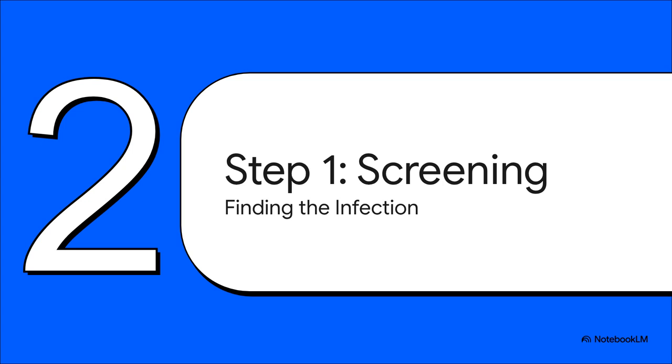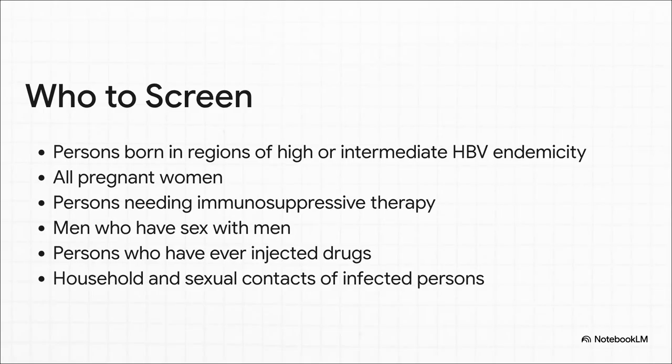The whole idea is to find people who are infected, often when they feel completely fine, so we can get ahead of the virus before any real liver damage happens. And you know, who we screen might surprise you. It's so much broader than you'd think. It's not just about specific risk behaviors. We need to be testing every pregnant woman, anyone who's about to start immunosuppressive therapy, and this is a big one, anyone born in a place where Hep B is common, which, by the way, is most of Asia, Africa, and parts of South America and Eastern Europe.